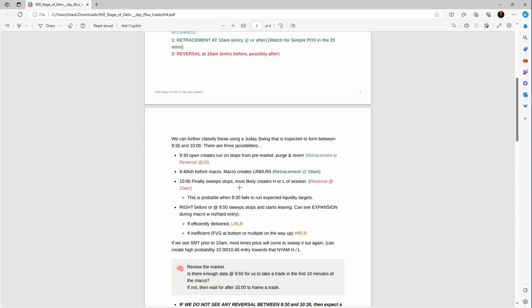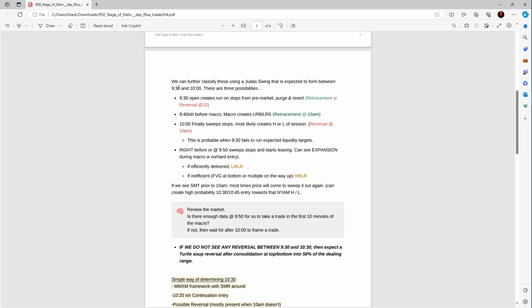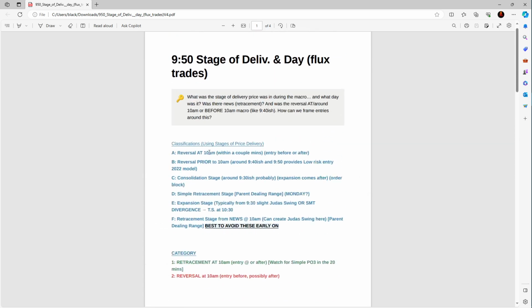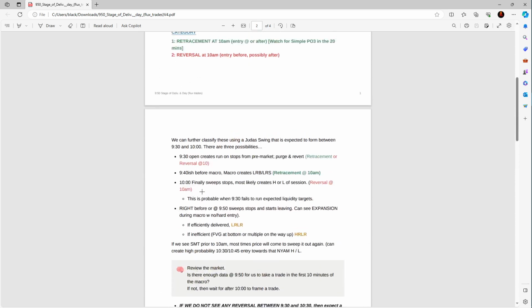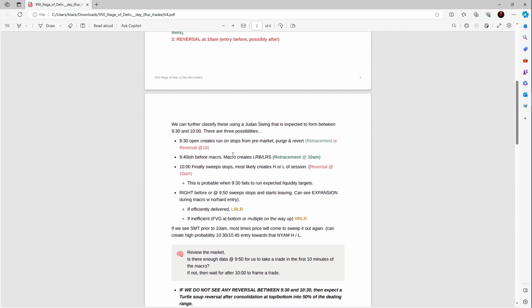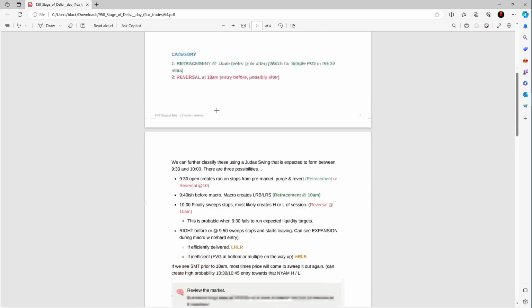Now we can further classify this using the 9:30 Judas swing. So all of this to say, I suggest you backtest yourself just to see how it works, but this is the general framework. Anyways, so you have Judas swing that forms between 9:30 and 10 o'clock. Now you can pair this with what it's expected to do at 10 a.m.